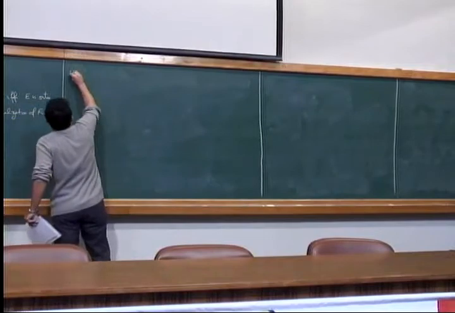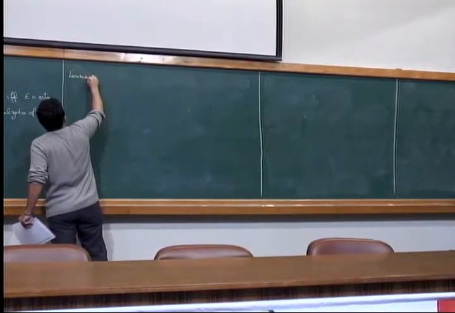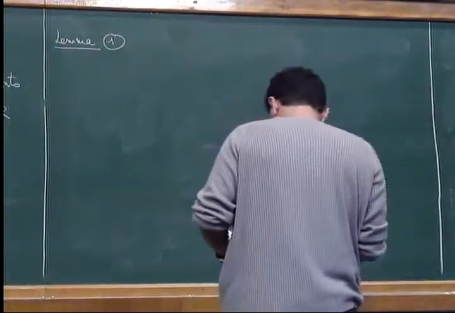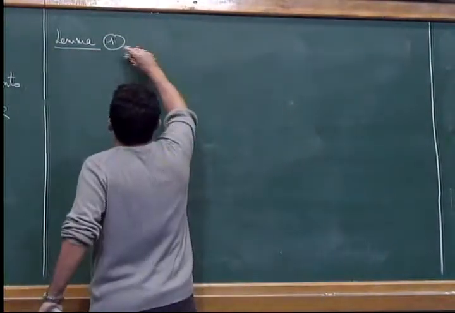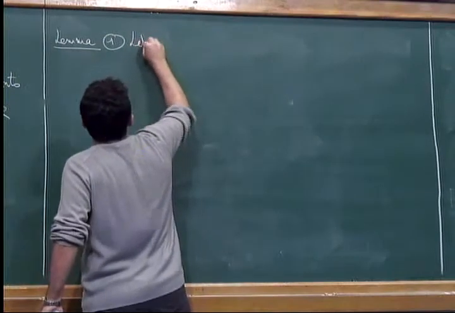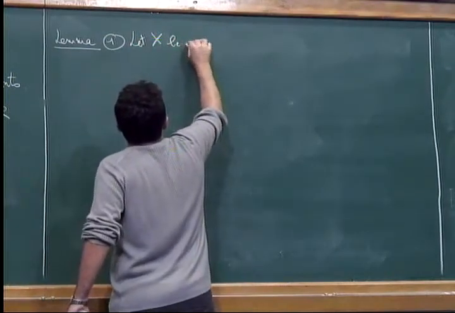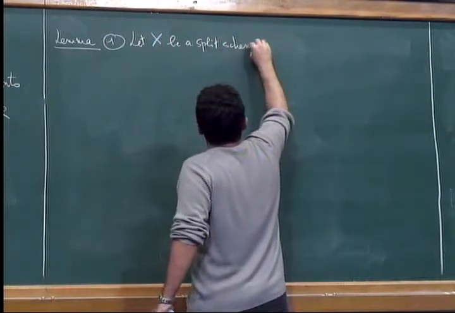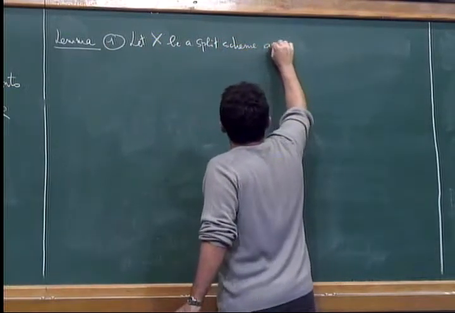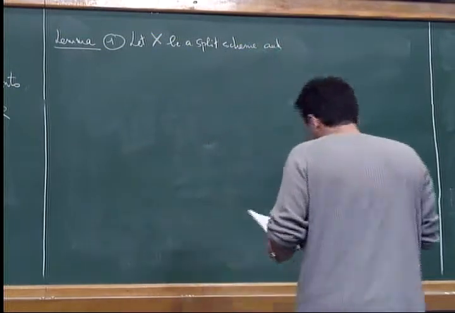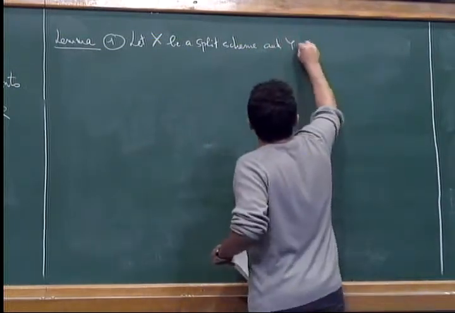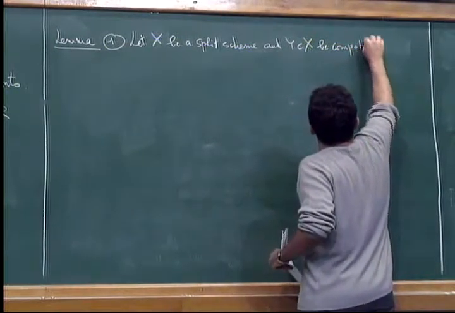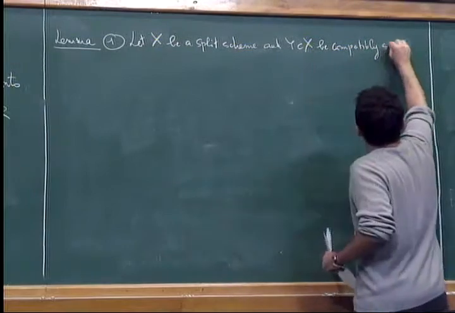So the last lemma before going to the consequences. The first point is obvious. Let X be a split scheme, and Y in X be compatibly split.